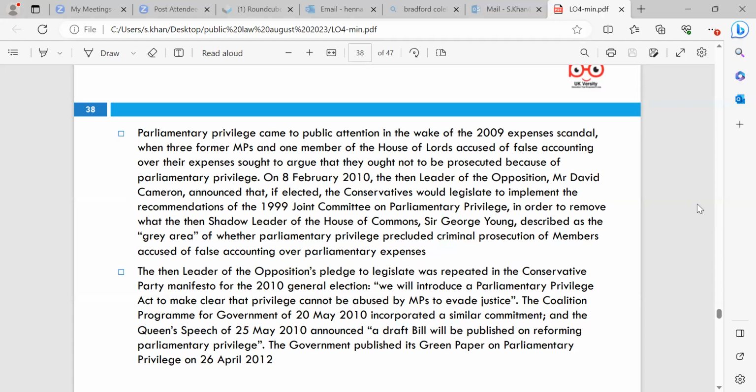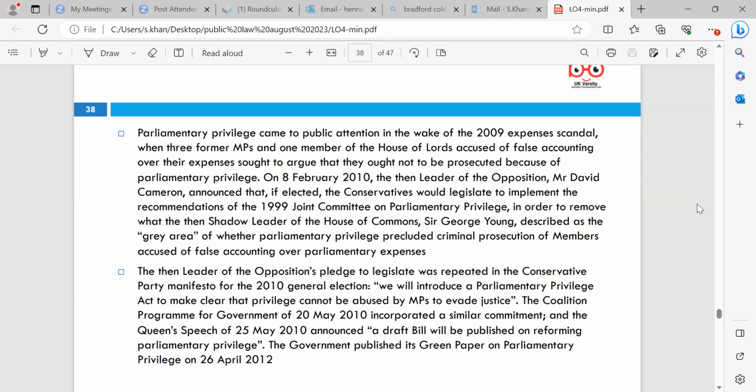So there was a scandal where people were claiming money for things like a second home, and claiming rent, and then claiming things for buying a 65-inch TV. So that was all wrong, though. It wasn't something you should have been doing, because it's the taxpayers' money.